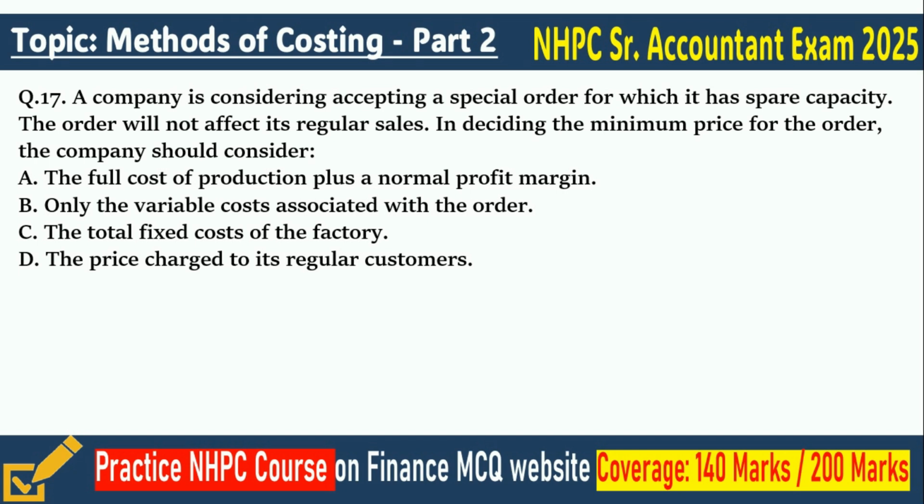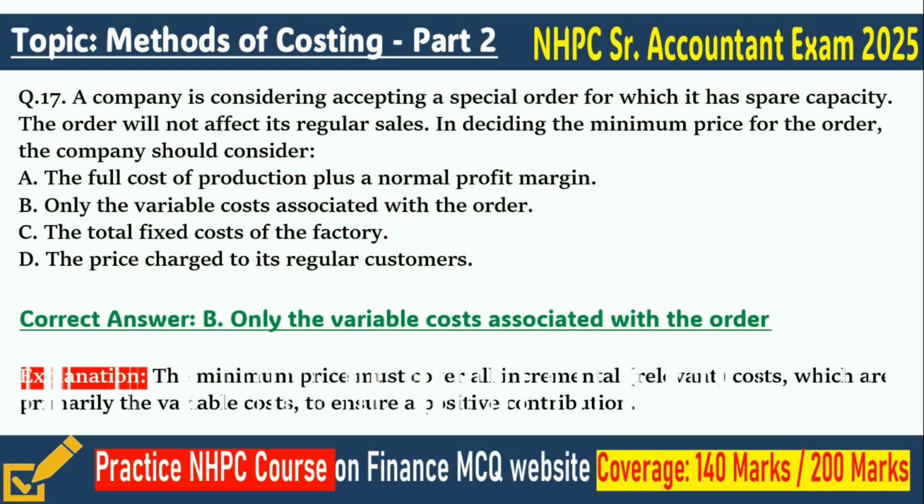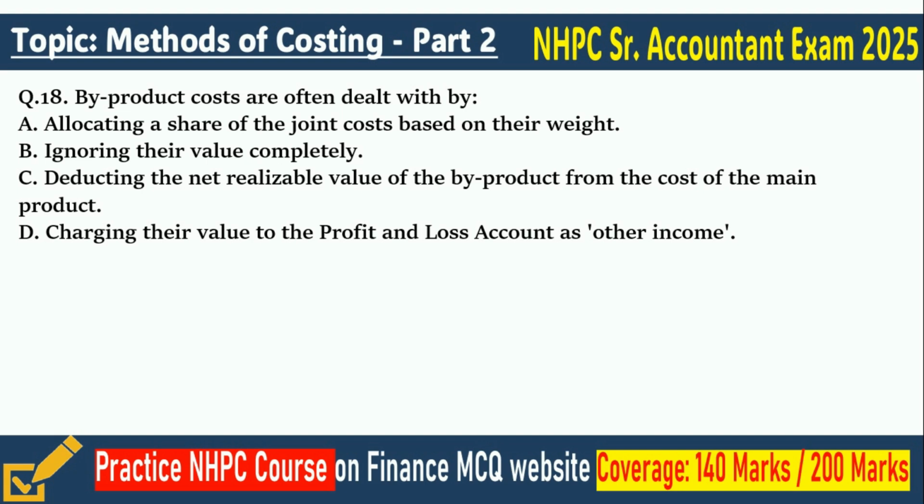The correct answer should be option B, only the variable cost associated with the order. So friends, the minimum price must cover all incremental or relevant costs which are basically variable costs. So this will ensure a positive contribution. Moving on, friends, next question.